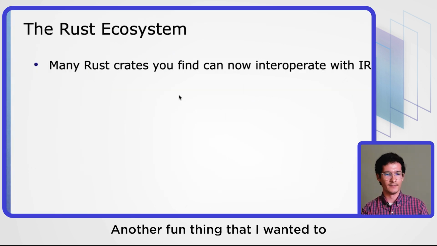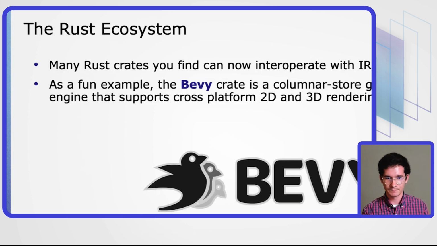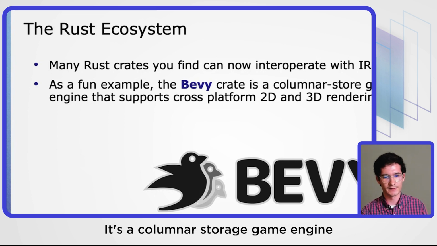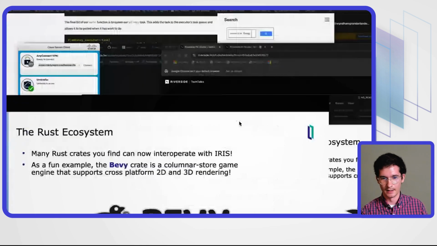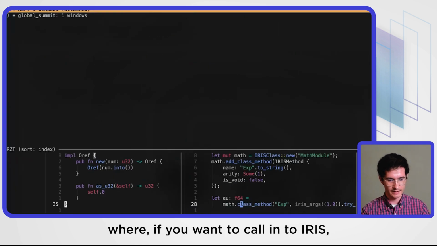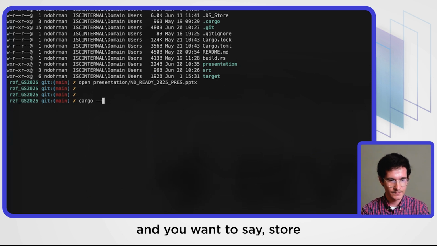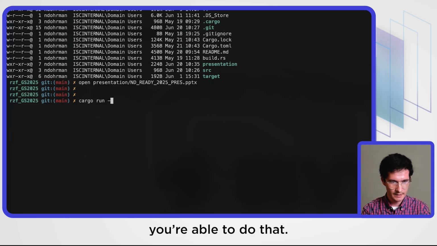Another fun thing that I wanted to talk about is, say we want to use any element of the Rust ecosystem, you get to do that. A fun example might be Bevy. It's a game crate that people use. It's a columnar storage game engine that supports 2D and 3D rendering. And I've written a cool little game here where if you want to call into Iris and you want to say store some game data in Iris and load it up every time, you're able to do that.